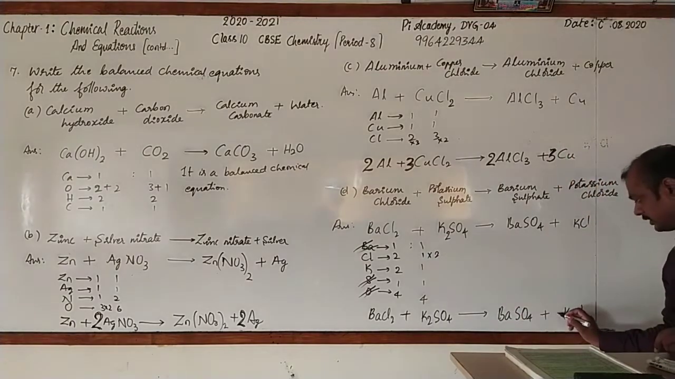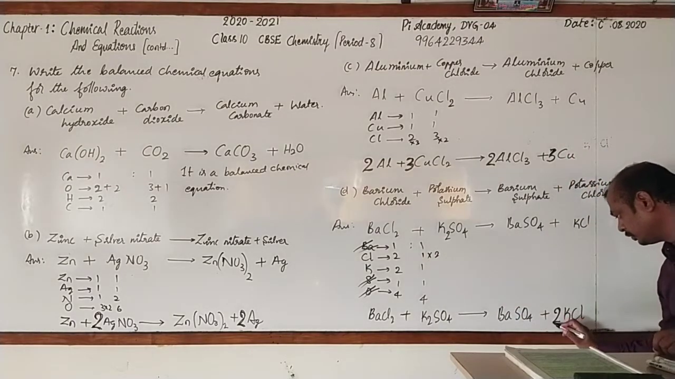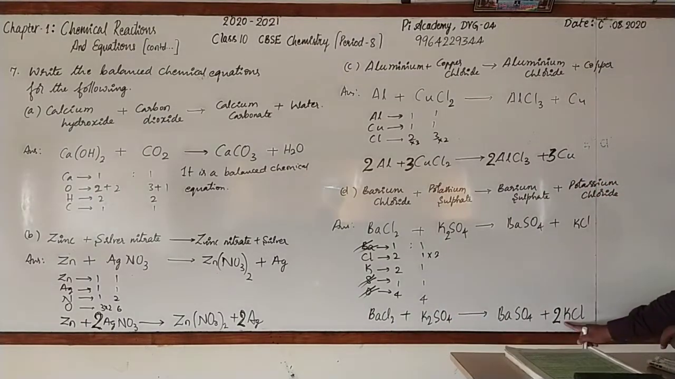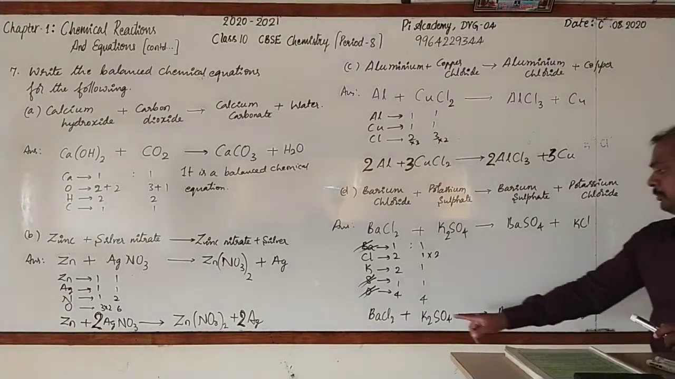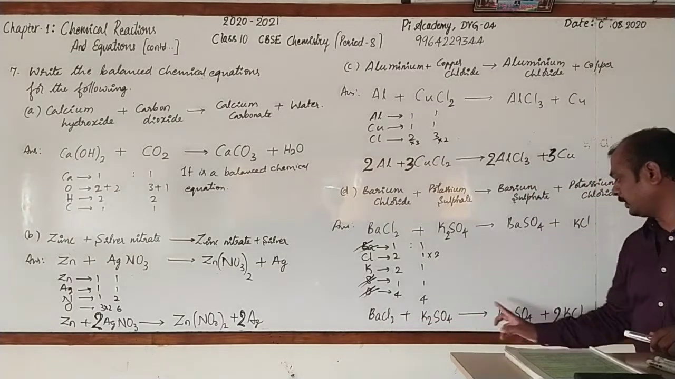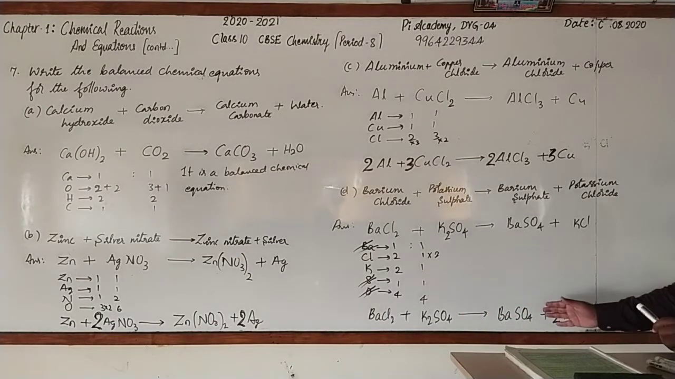Where chlorine is there? Here. 2. So, 2 atoms of chlorine, 2 atoms of chlorine. Potassium, 2 atoms of potassium. Here, 2 atoms of potassium. Next, remaining. Barium, 1, 1. Already balanced. Sulfur, 1, 1. Oxygen, 4 and 4. So, this is a balanced chemical equation.